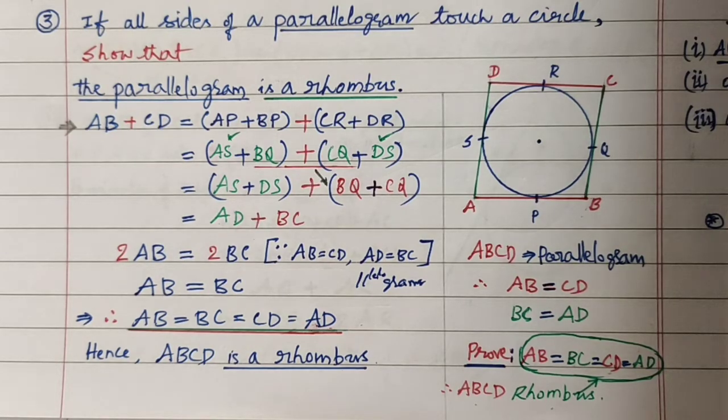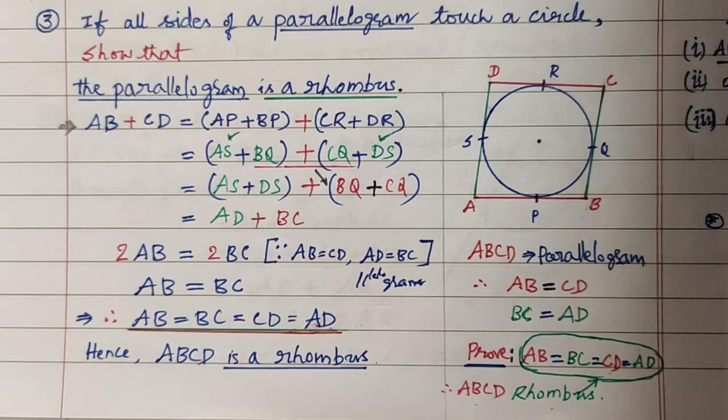We are taking AB plus CD. AB can be written as AP plus BP. CD can be written as CR plus DR. Because the tangents to the circle are equal if they are drawn from the same point, AP is equal to AS, BQ is equal to BP, CR is equal to CQ, and DR is equal to DS.